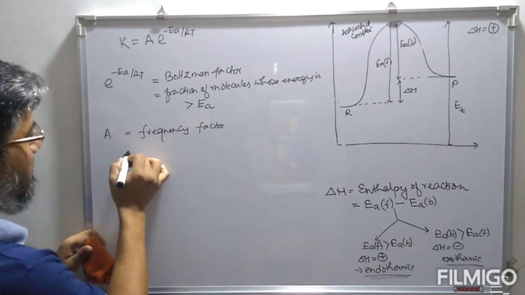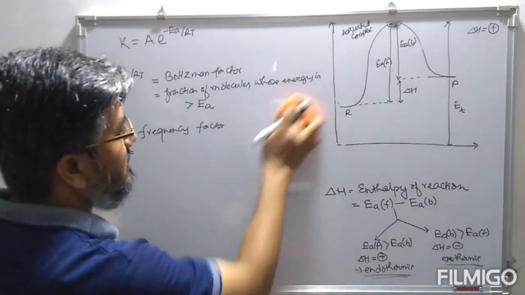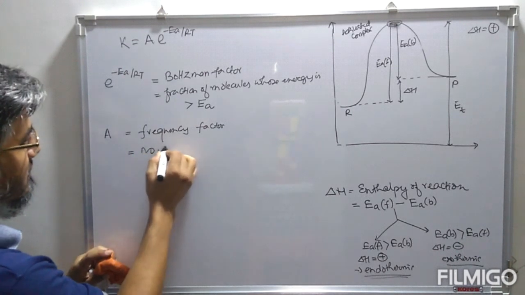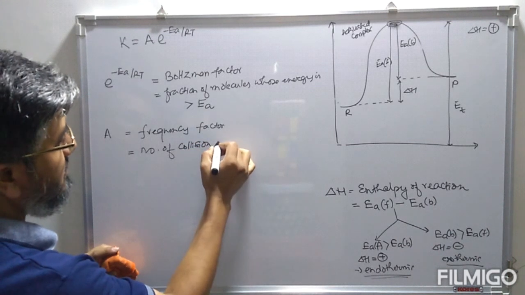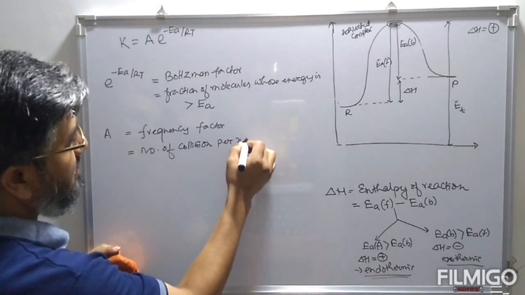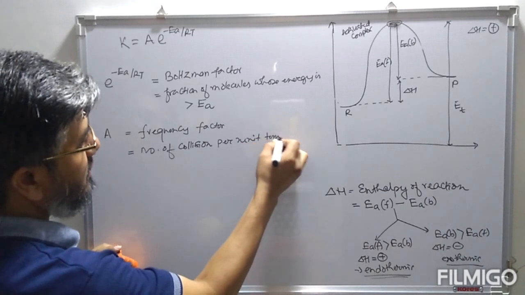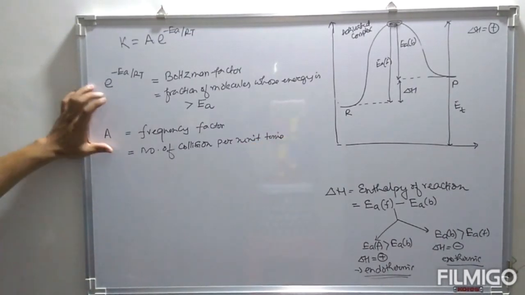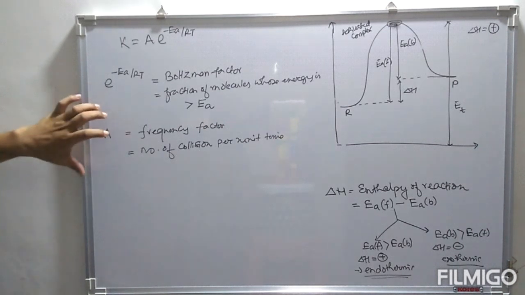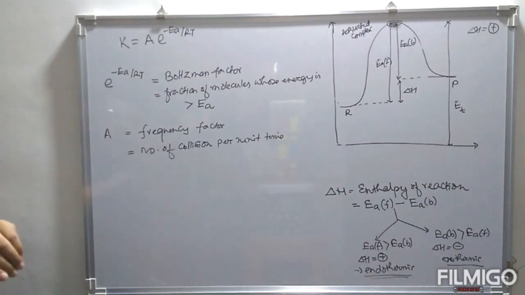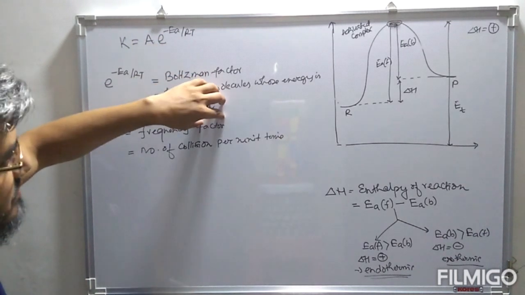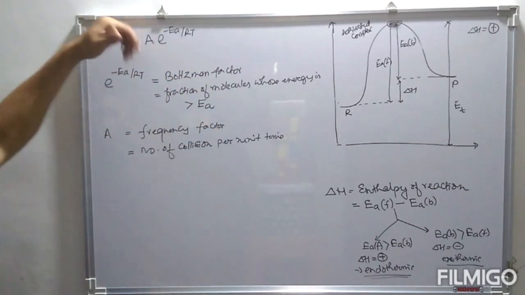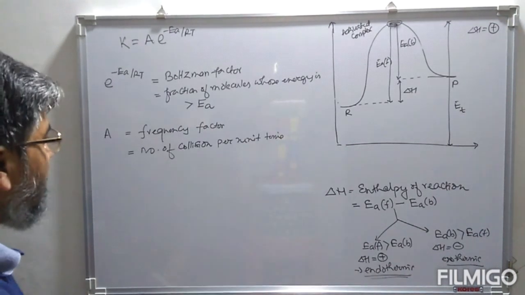This frequency factor is defined as the number of collisions per unit time. So as the number of collisions per unit time is more, the chances for conversion of more reactants to product will be more. If the fraction of molecules having energy greater than this minimum energy value is more, then also the chances for conversion into product will be more.